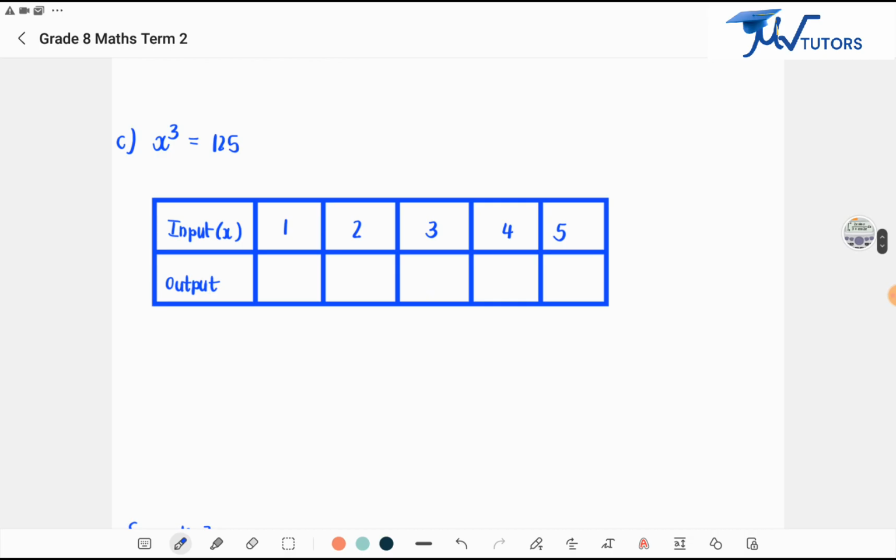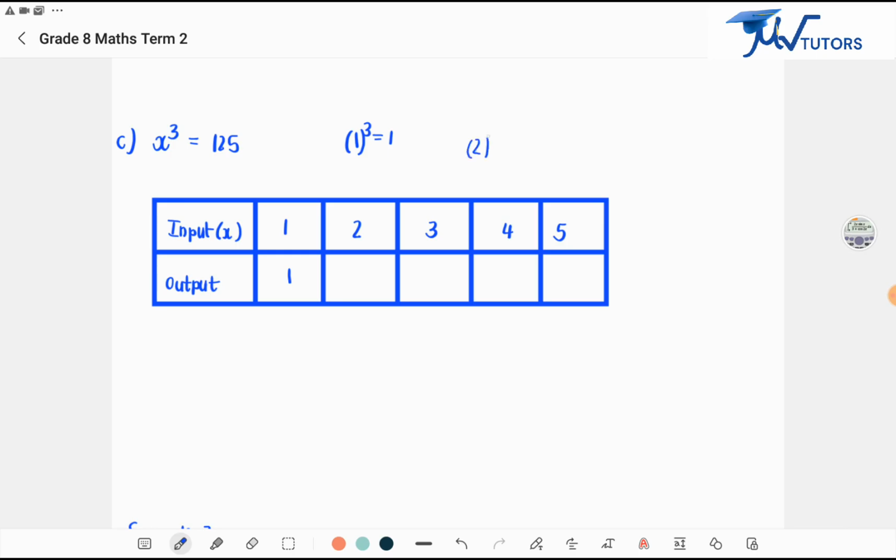Now, x to the power 3 is 125. So how are we going to solve for x using this table? Well, if we have 1 to the power 3, that will always give us 1, right? Brackets are there for safety. Yeah, it's like putting on your safety belt in the car. That's what brackets are like, to keep you safe.